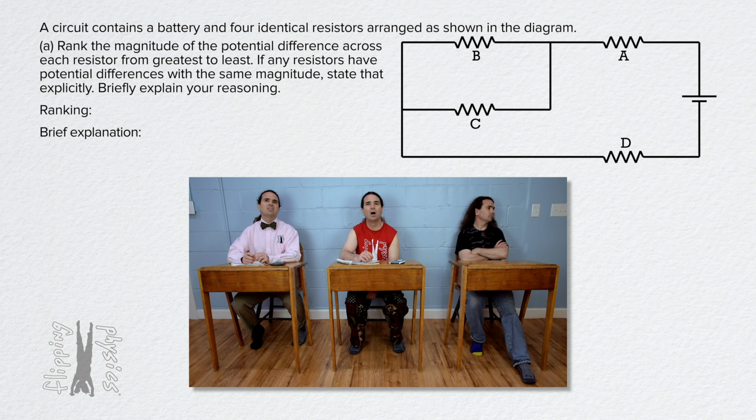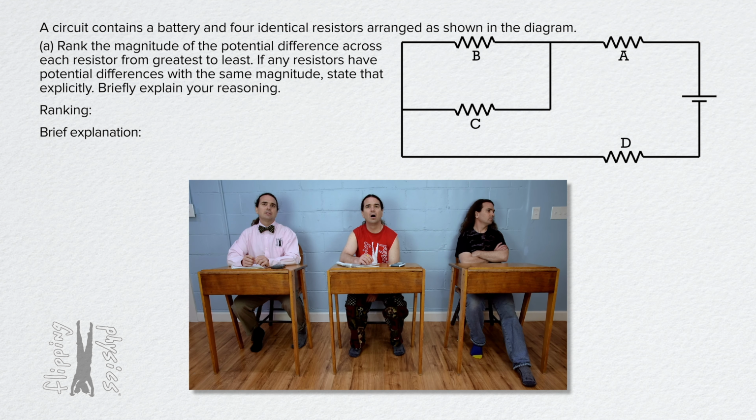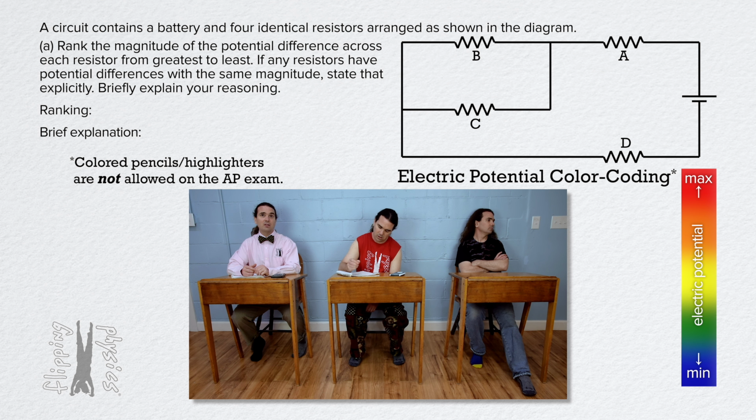Billy? Okay, well, let's start with the electric potential color coding technique. Starting at the positive terminal of the battery, color the wire in red until you get to the next circuit element, which is resistor A. And then, starting at the negative terminal of the battery, color the wire blue until you get to the next circuit element, which is resistor D. Well, let's go back to resistor A.